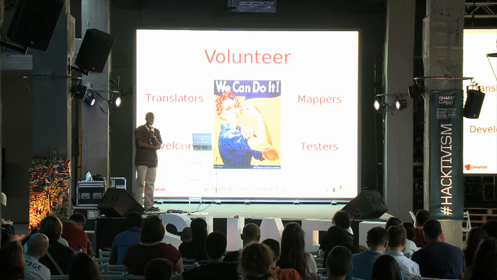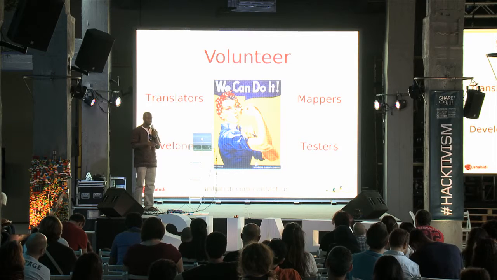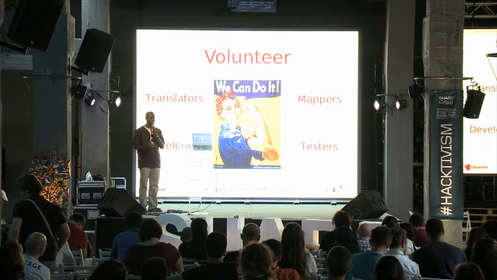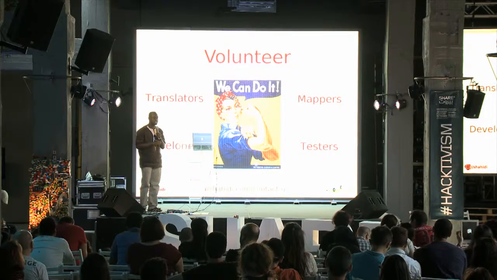So we primarily work with volunteers. So there are a lot of people who help us in fixing our issues and helping us fix and fine-tune our platform. So there are translators who handle translations for the Ushahidi platform. There are developers who actually write the necessary functionalities. And there are people who test and give us feedback so we can fine-tune and fix all the bugs that are in the software. And there are mappers who helps us to fix some of our mapping issues.